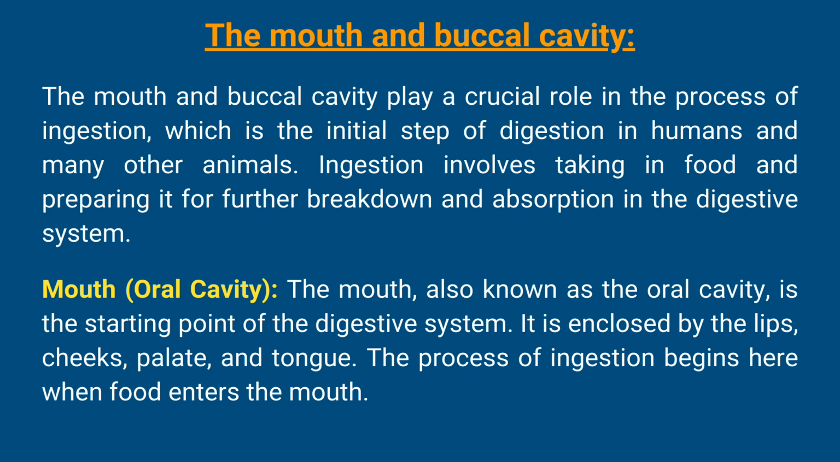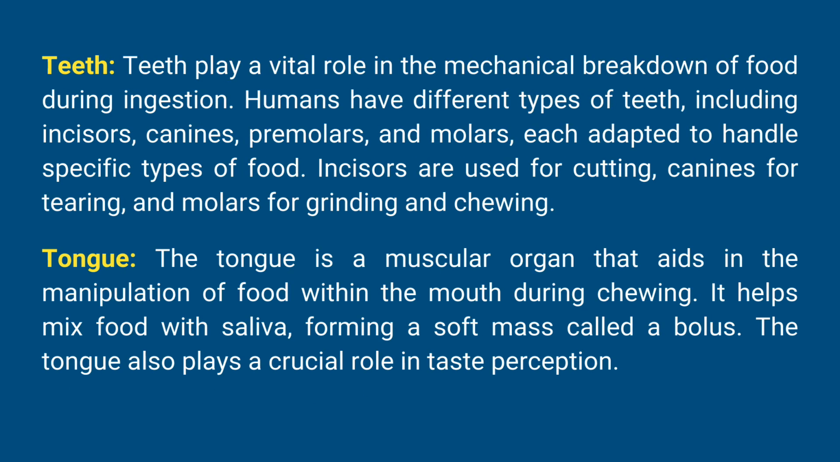Mouth, oral cavity. The mouth, also known as the oral cavity, is the starting point of the digestive system. It is enclosed by the lips, cheeks, palate, and tongue. The process of ingestion begins here when food enters the mouth. Teeth. Teeth play a vital role in the mechanical breakdown of food during ingestion. Humans have different types of teeth, including incisors, canines, premolars, and molars, each adapted to handle specific types of food.